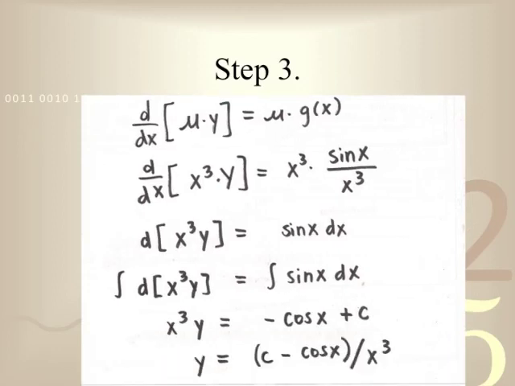The last step here is just to divide by x cubed. The reason is because we want to isolate the y term so that we can get y equals something as a function of x. And you just divide by x cubed, leaving you with c minus cosine x over x cubed, your final answer. So you can go ahead and box that as your final answer.